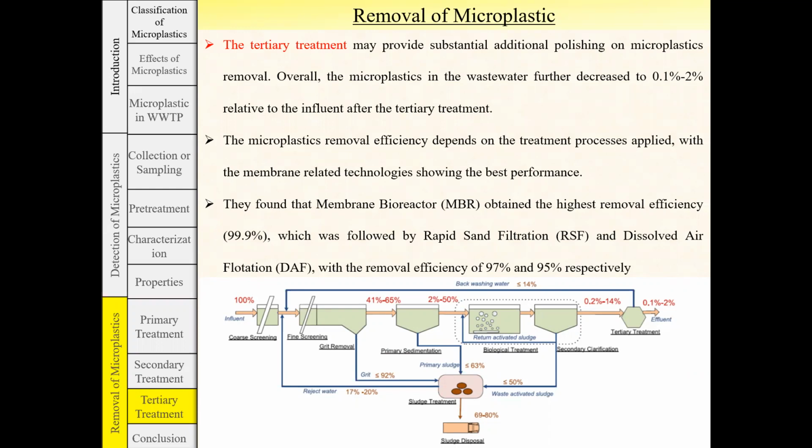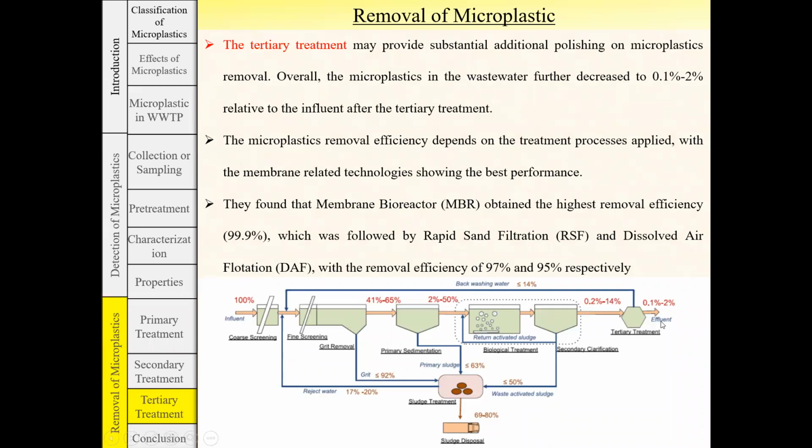We can see in this flow chart that the amount of microplastic remaining after pre-treatment is 41 to 65%, and after primary treatment, it is 2 to 50%. After secondary treatment, it is 0.2 to 14%, and lastly, after tertiary treatment, it is actually 0.1 to 2%.